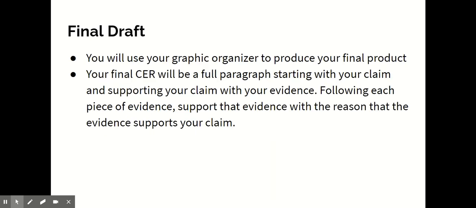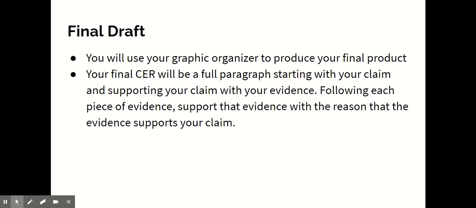Now, for your final draft, you're going to use the graphic organizer that you're given. I'm going to give you just one example of a graphic organizer, but there are lots out there. You're going to use that graphic organizer to help you organize your thoughts into a clear, concise paragraph. Your final CER will be a full paragraph starting with your claim and supporting your claim with your evidence. Each piece of evidence needs to be solidly supported with some kind of reasoning, okay? And that reasoning needs to be scientifically backed. It's got to be scientific evidence that's showing that your evidence is supporting your claim.